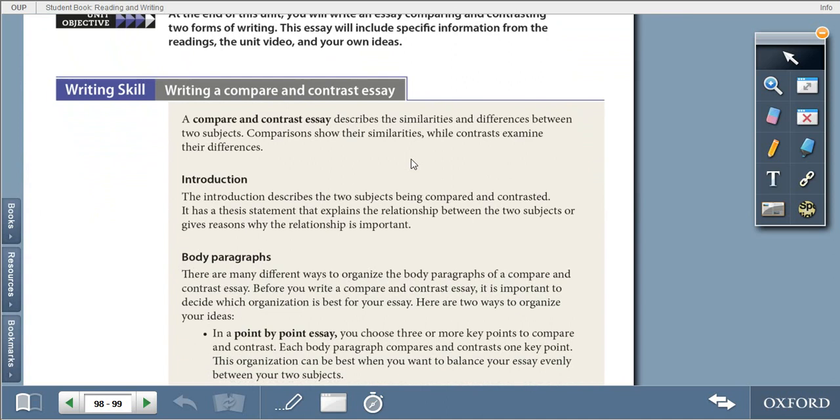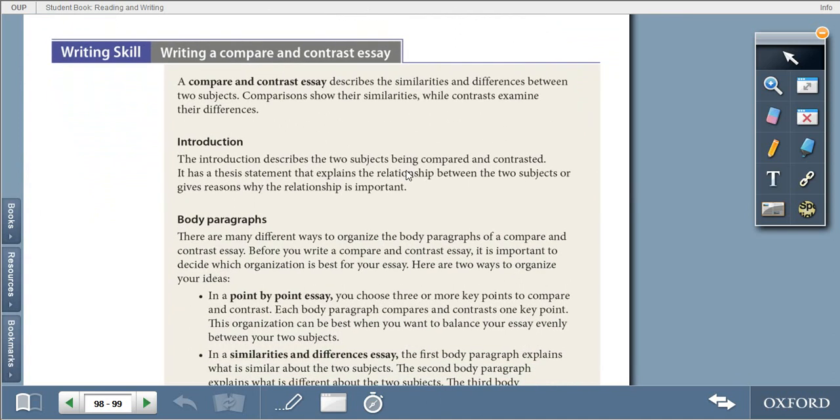Today the topic of our writing is writing a compare and contrast essay. Compare and contrast, as you know from the name, compare means similarities and contrast means differences. In this essay, we summarize the similarities and differences, meaning the same points and different points.